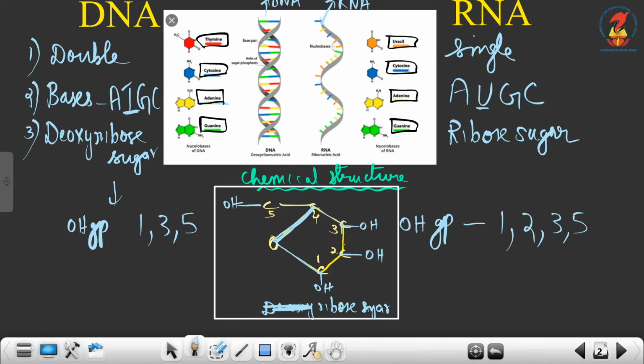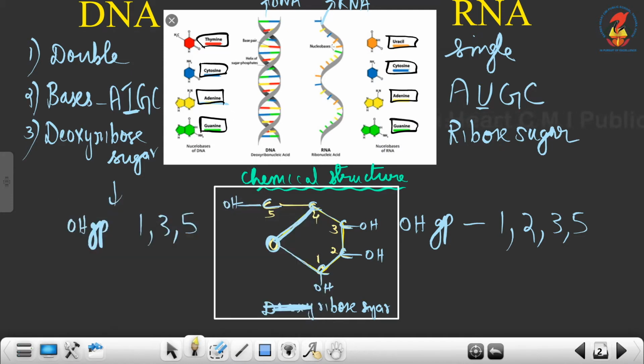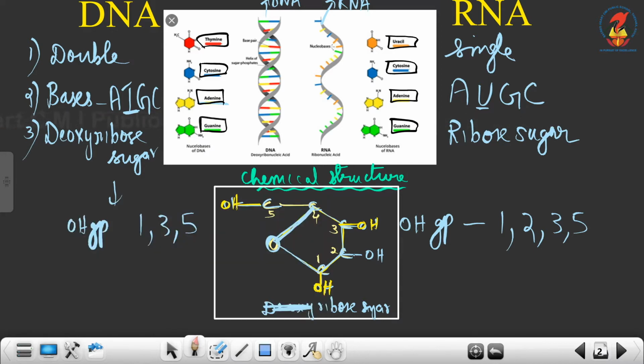And then you have this like this. Then here you have to indicate oxygen atom, then first carbon, second carbon, third carbon, fourth carbon, fifth carbon. Then very important is the placing of the hydroxyl group. If it is deoxyribose sugar, it is at the odd numbers 1, 3 and 5. But if it is a ribose sugar of RNA, an additional hydroxyl group which is at 2 also.